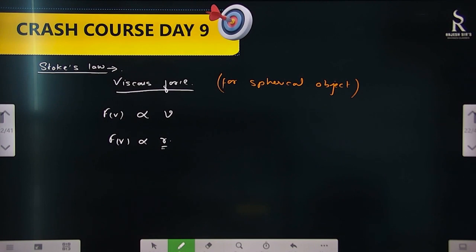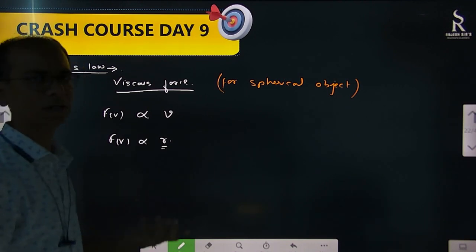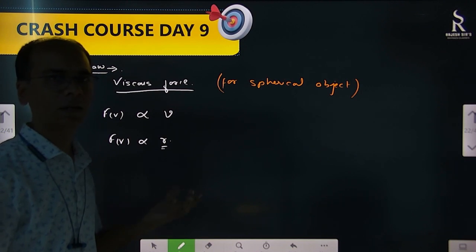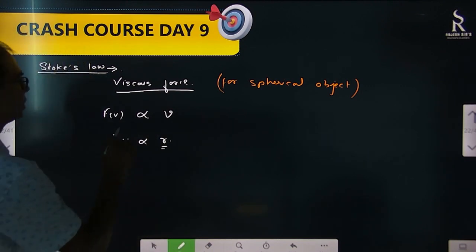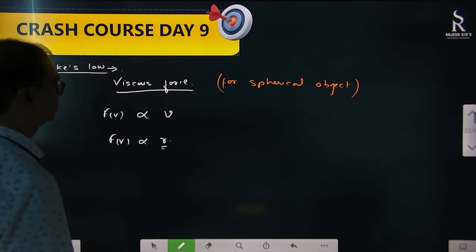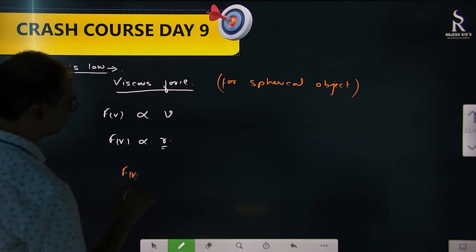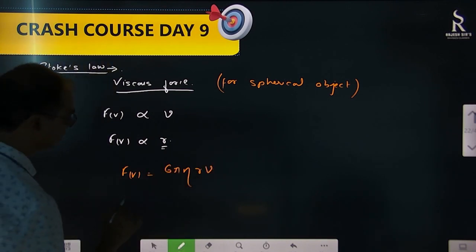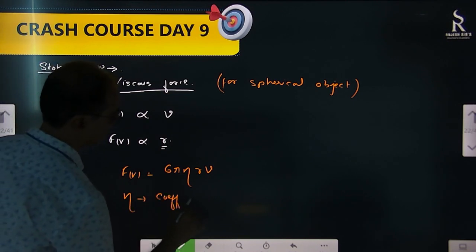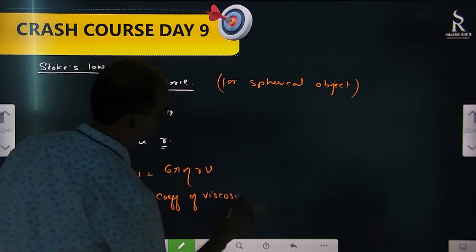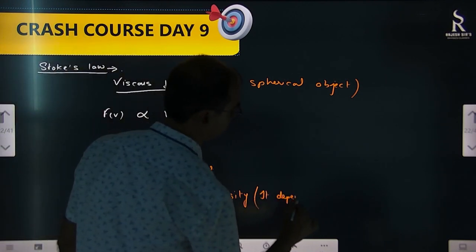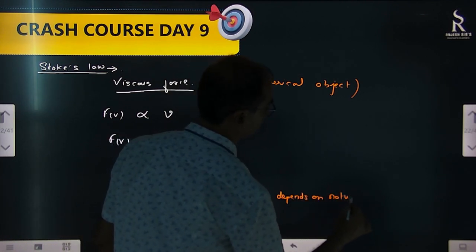Now, what can spherical objects be? Spherical objects can be small drops, very small spheres, a sphere of iron, a sphere of mercury, a water drop, a bubble, anything. It will act on all. So viscous force is directly proportional to V, and also directly proportional to R. He gave the formula: viscous force is equal to 6 pi eta RV. What is eta? Eta is the coefficient of viscosity, and it depends on the nature of the liquid.